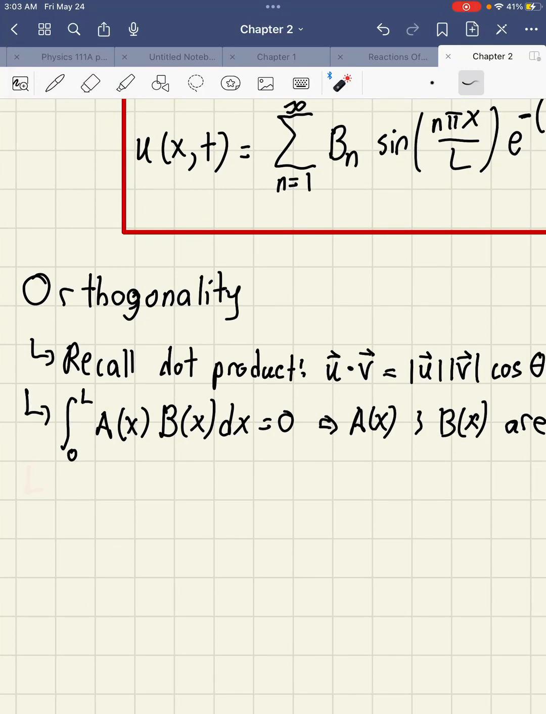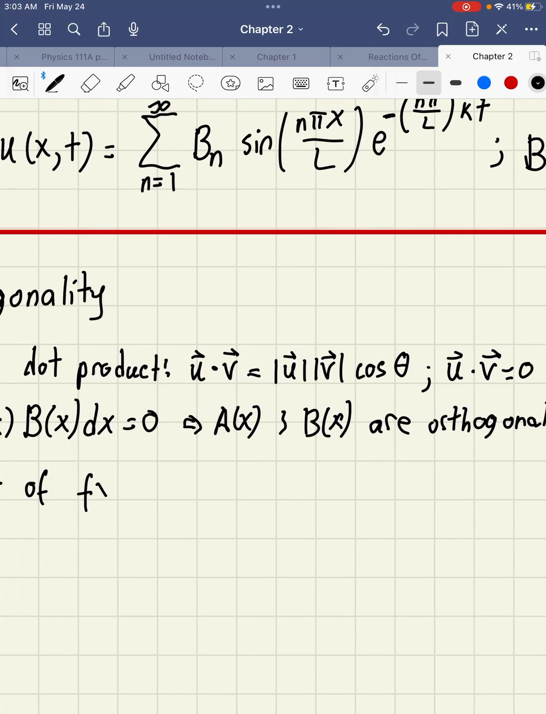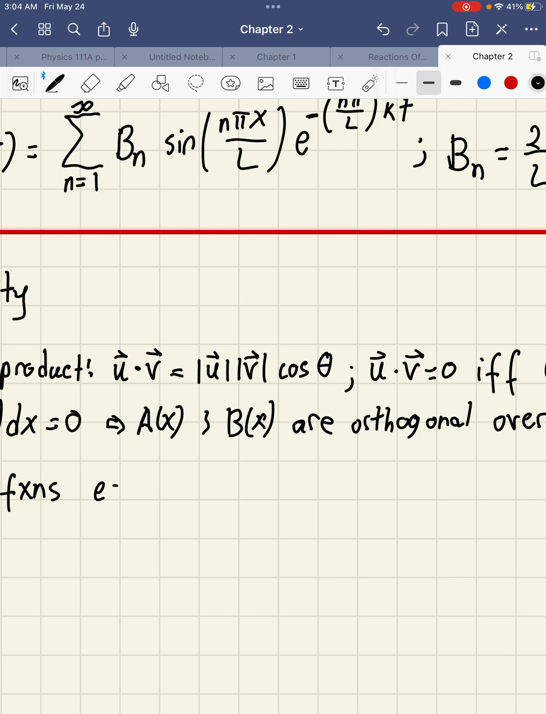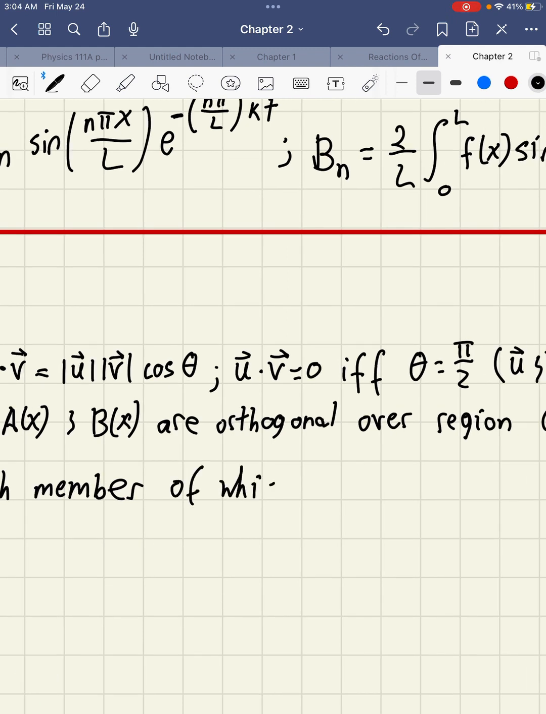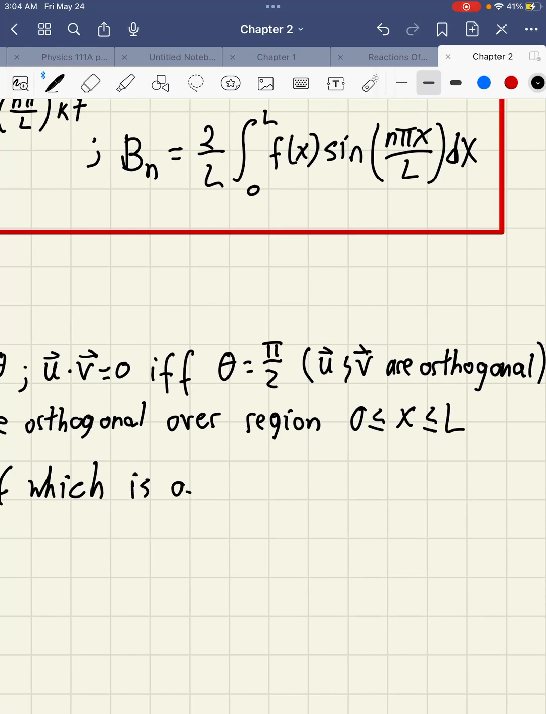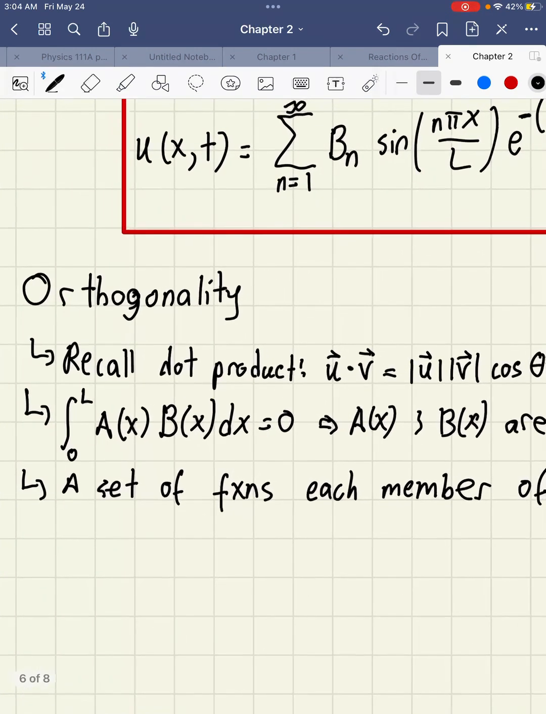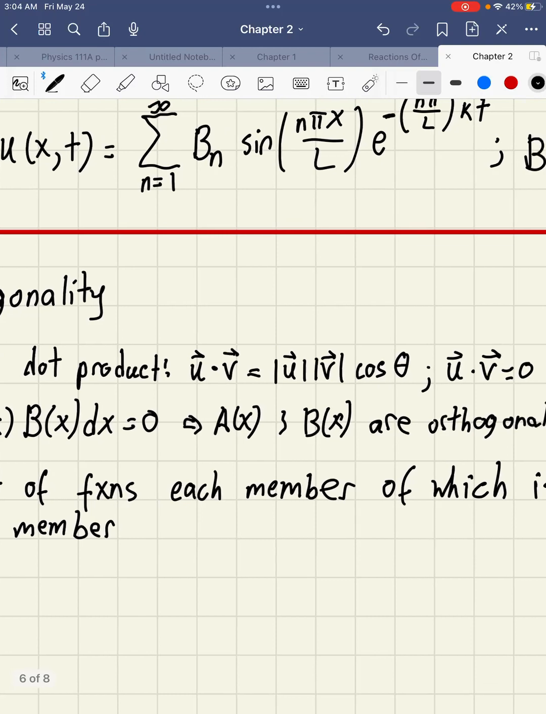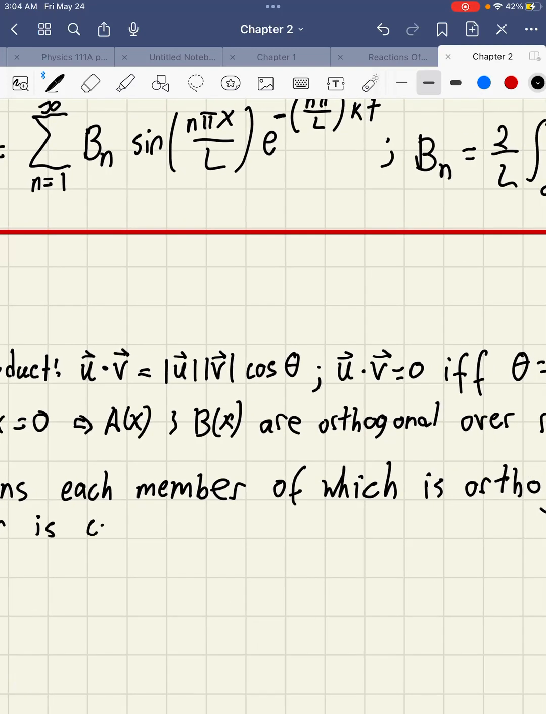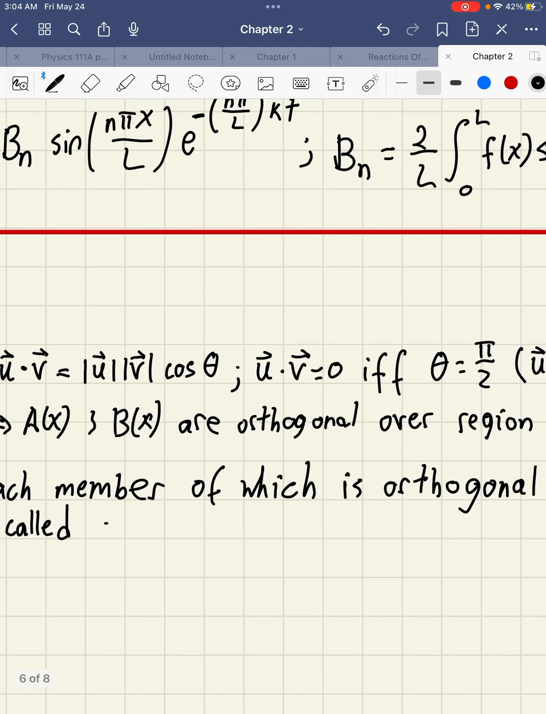And then lastly, a set of functions, each member of which is orthogonal to every other member, is called an orthogonal set of functions.